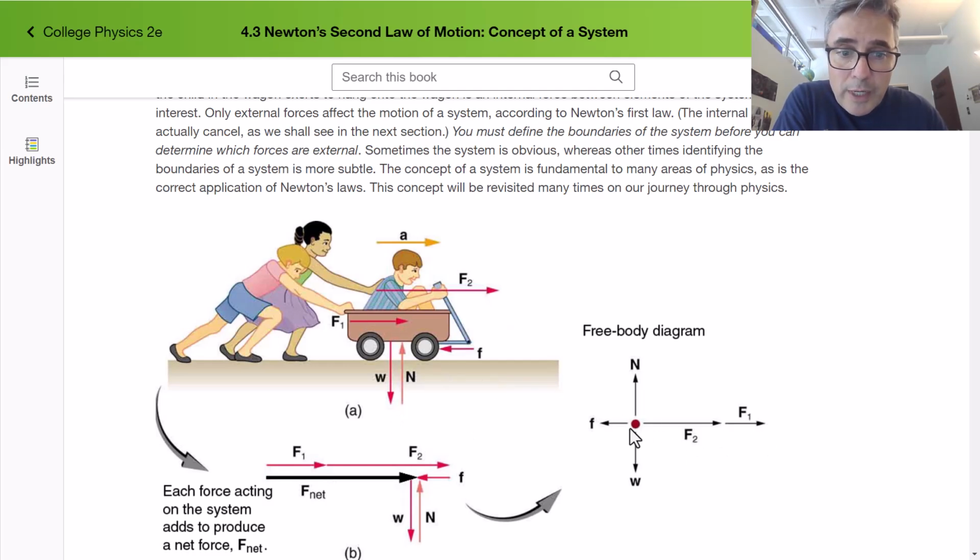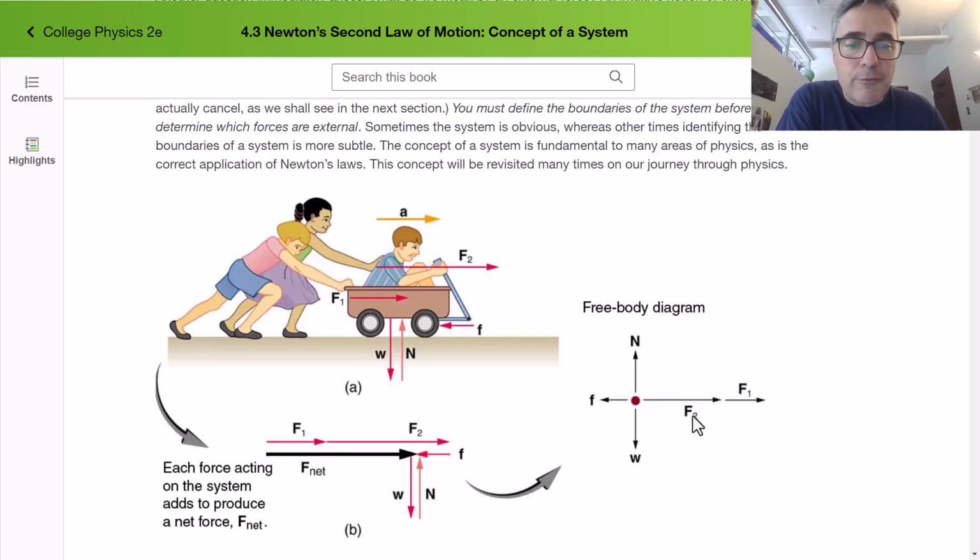There's also the boy's weight pulling down, so you draw that downwards. There's also the floor pushing up on the bottom of these wheels. Since it's an upward force, you draw it on this side. And the little f is some sort of friction force that's coming, again, on the wheels from the ground, and so that points opposite the direction he's rolling. Then, since the net force here, if you add up all these forces, is towards the right, that gives an acceleration towards the right.